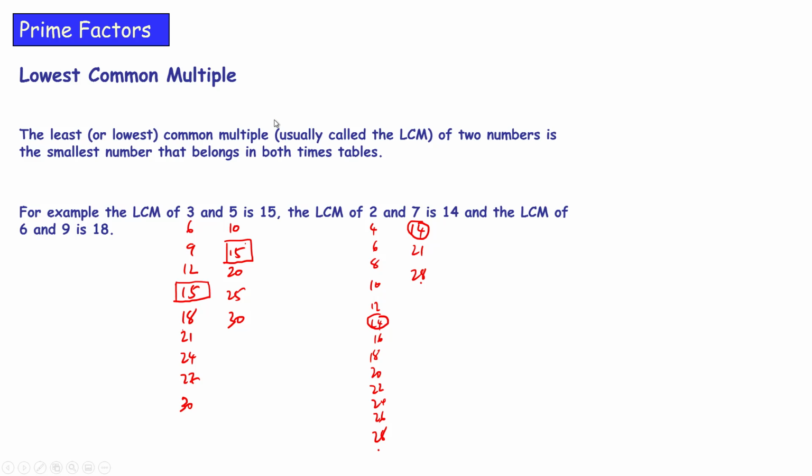So I want you to hit pause, make some notes on the lowest common multiple. Once you're ready, hit play again, and we're going to look at an example.